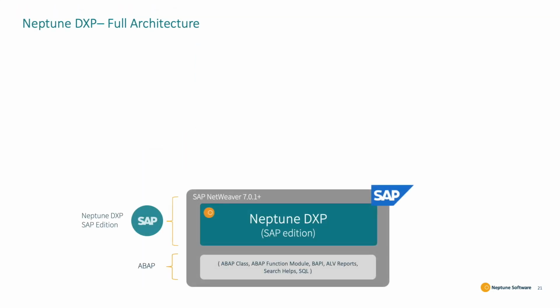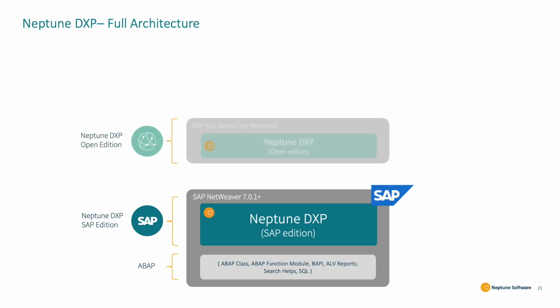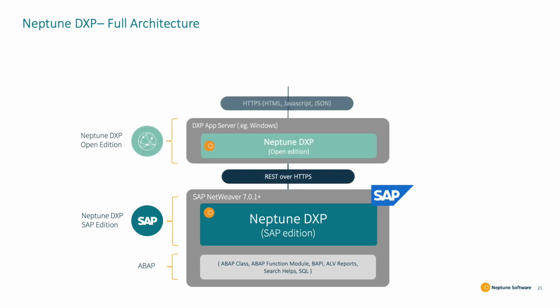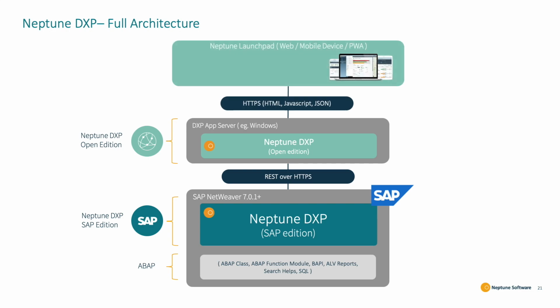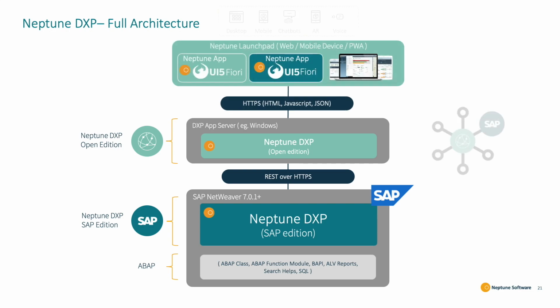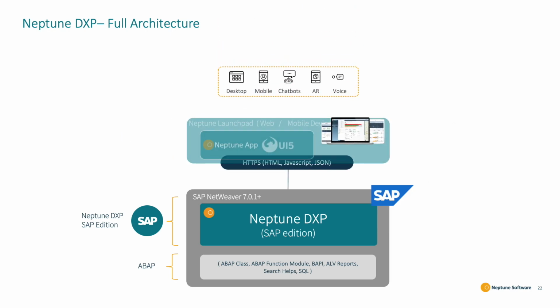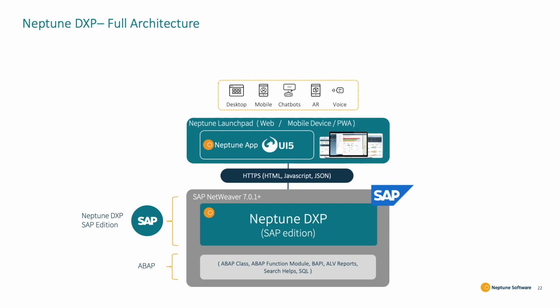If we take this same setup and we add the Open edition to it, you can see the full DXP setup. And essentially, the Open edition acts as the hub, and the SAP edition becomes a spoke. So you run your Neptune Launchpad out of the Open edition, and you can host any applications built in either the Open edition or the SAP edition within the one Neptune Launchpad. However, today we will focus on just the SAP edition, so we'll be utilizing this setup.